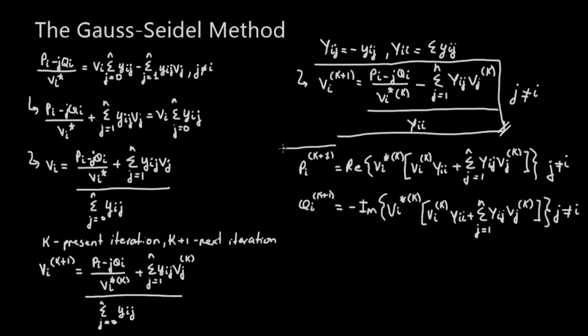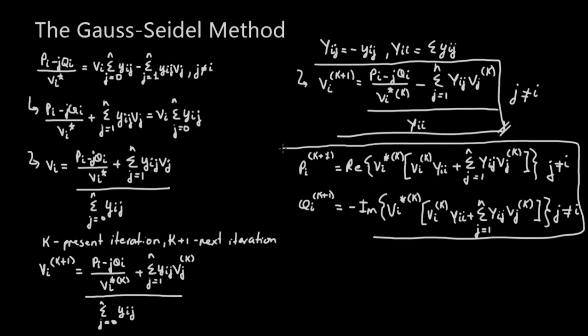Alright, so these again are the Gauss-Seidel equations. Let me just put all this in a square. So these are the Gauss-Seidel equations for calculating the real power and the reactive power, again using an iterative method like the Gauss-Seidel method. Alright, so I think this is a good stopping point for our derivation of the Gauss-Seidel method.